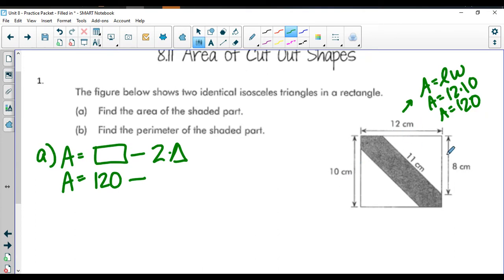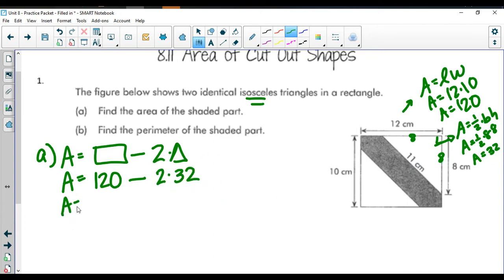So this part right here is 8. And then it looks like it is isosceles, which tells me that the other side would have to be 8. So if I'm looking for the area of my triangle, I get 1/2 times base times height. Because it's inside a rectangle, this is a right angle, so my base and my height are both 8. So area is going to be 32 for the triangle right here. But I have 2 of them, so I'm going to subtract 2. So I get 120 minus 64. And that's going to give me 56 square centimeters.